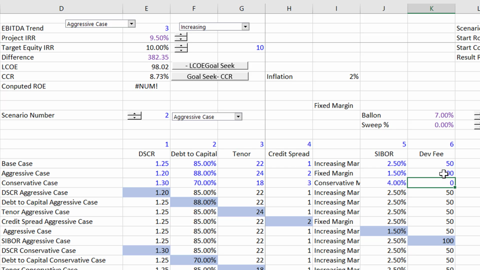100, okay? And I still have too much, so why don't we go to the base case? And on the base case, oh no, we have a 44% ROE. If I have no balloon payment, it goes to 38, and maybe let's put the project IRR a little bit lower. How's that? Okay, this is kind of an absurd ROE.